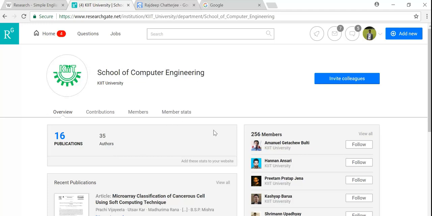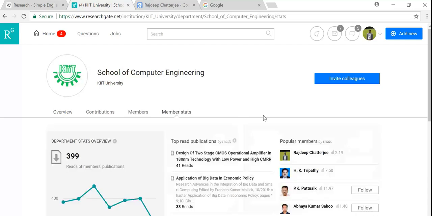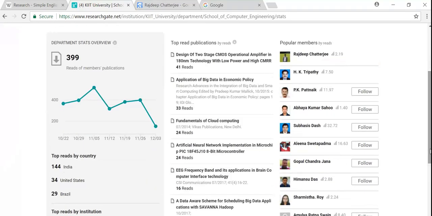Then you can go through members. These are the members, some of our undergraduate students, passed-out students, and if you click on member stats, this is a good thing for me, that's why I am showing it. So popular members by reads: Rajdeep Chatterjee is on the top, Hrudaya Kumar Tripathy is second, Prasant Kumar Pattnaik third.